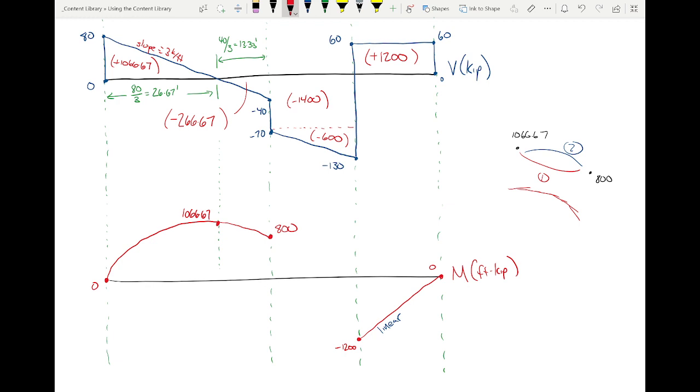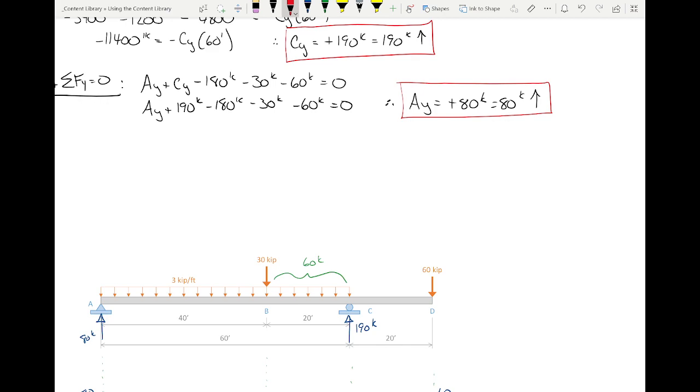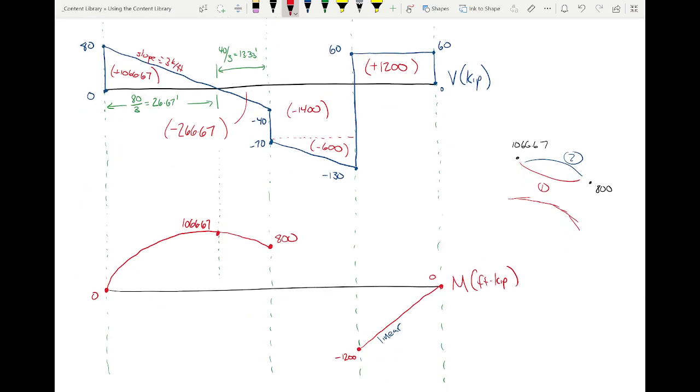How do I know that that's where the relative maximum is? Because this is where the derivative is 0. The shear diagram is the derivative of the moment diagram. This is a relative maximum because the shear diagram equals 0 right there. Does that make sense? For the calculus fans in the room?